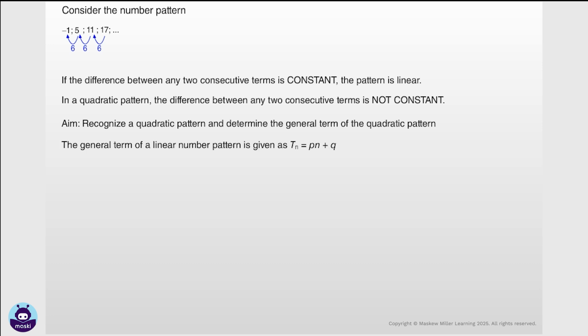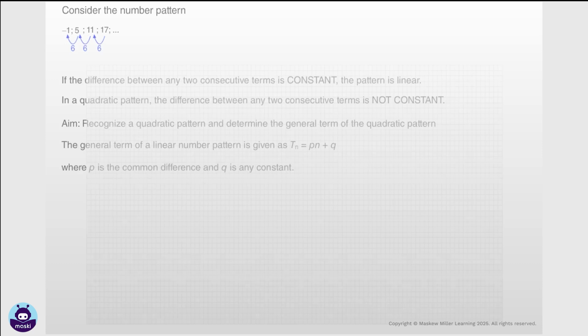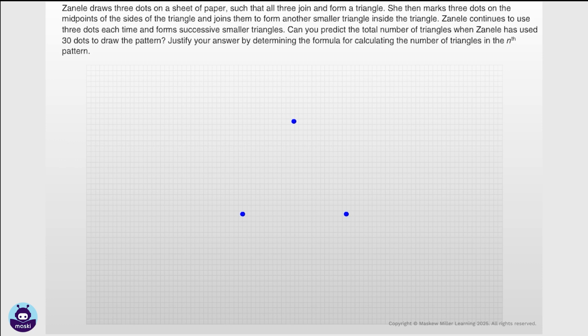Recall that the general term of a linear number pattern is given as Tn equals Pn plus Q, where P is the common difference and Q is any constant. Let us solve a problem to revise the techniques of recognizing and extending a linear pattern before we explore quadratic patterns. Zanele draws 3 dots on a sheet of paper, such that all 3 join and form a triangle.